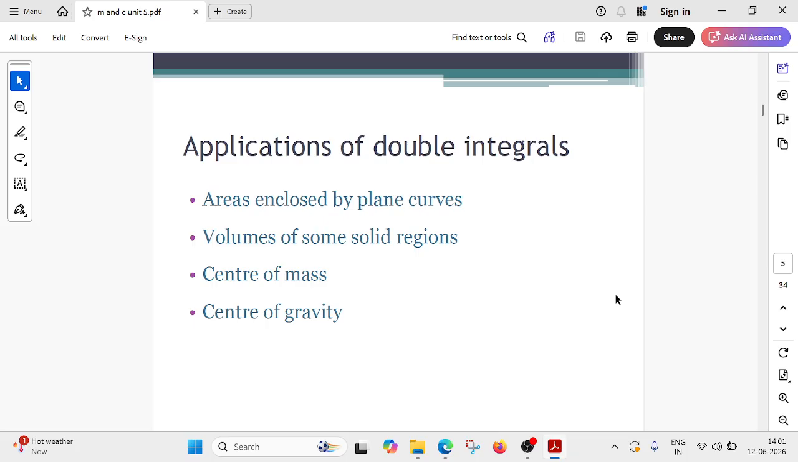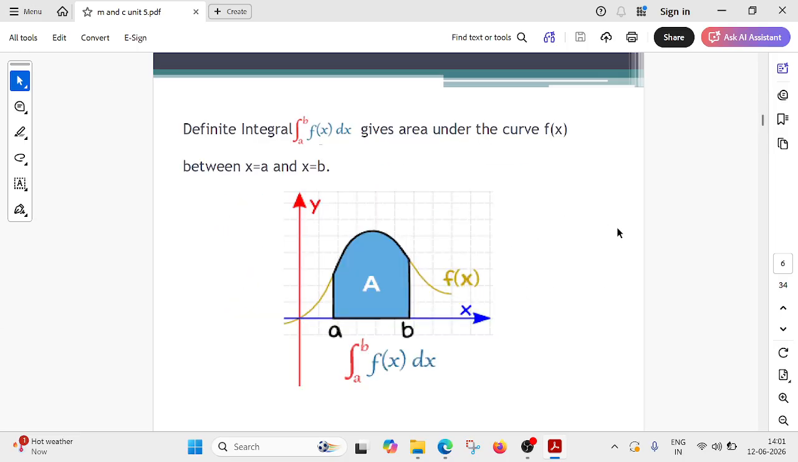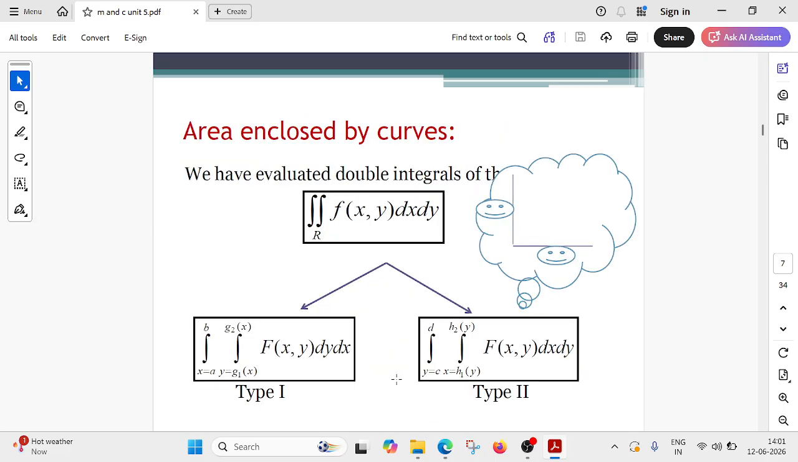So what are those? Areas enclosed by plane curves, volumes of some solid regions, center of mass and center of gravity. So a definite integral, integral a to b f of x dx, gives the area under the curve f of x between x equals a and x equals b. So this area we are going to see. So this is the f of x. We are representing that the region will be like this, okay?